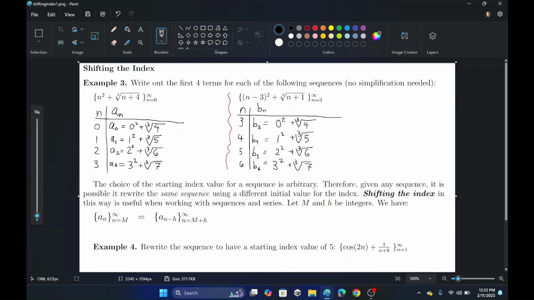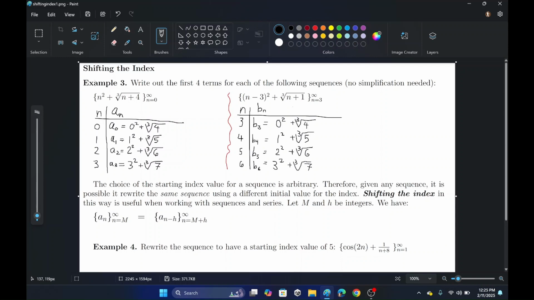So the takeaway here is that these do represent the same sequence, but you can see that the starting index value is different. n equals 0 versus n equals 3. So naturally, if they do represent the same sequence, we wouldn't expect there to be the same formula. But nonetheless, we should see the first term matching up, second term matches up, etc. And that's how we can really identify they are the same sequence.